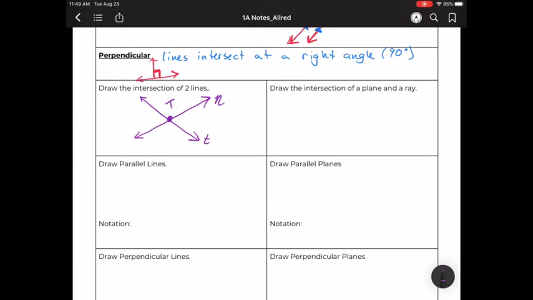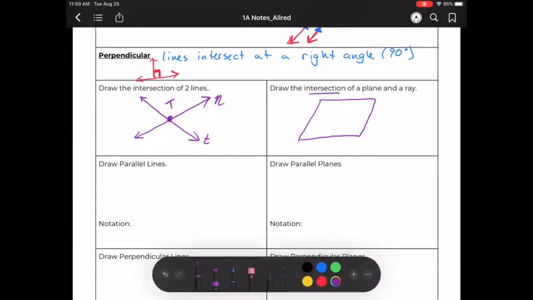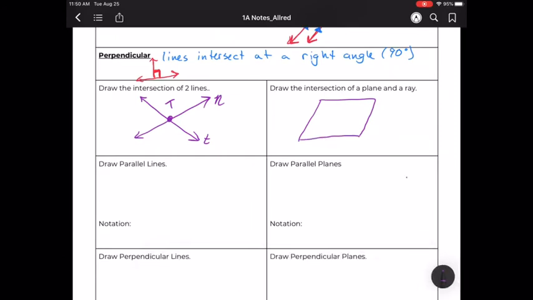To draw the intersection of a plane and a ray is a little bit different. So I'm going to draw a plane first. Draw your flat surface. And to show that it is intersected by a ray, meaning the ray crosses the plane, it's not drawn on the plane, we're going to show a dot for that point where the ray comes off of the plane. Think of it as a piece of paper with a string coming up above the paper from that dot. It would look like that.